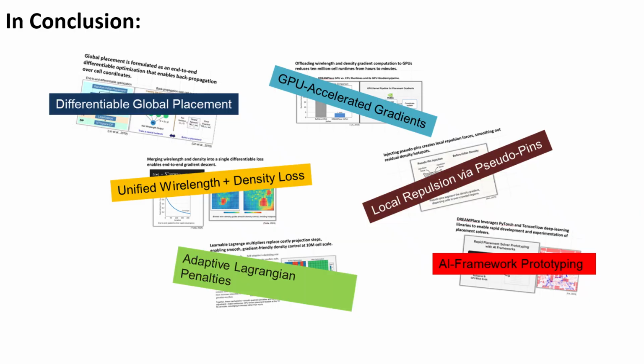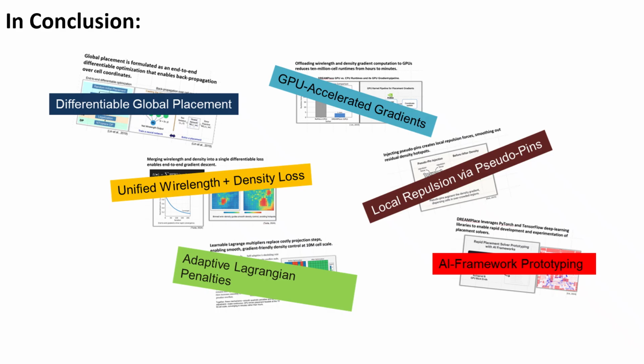In conclusion, DREAMPlace fundamentally rethinks global chip cell placement by treating it as an end-to-end differentiable optimization. A single loss function combining HPWL and a smooth density penalty lets gradient descent shorten interconnects and eliminate overlap in tandem. Adaptive Lagrangian penalties automatically intensify only when bins threaten to overflow, while pseudo pins inject local repulsion to blast away stubborn hotspots. All of these gradient steps run on the GPU in linear time, placing 10 million cells in under a minute, transforming placement from an hours-long slog into an interactive workflow.